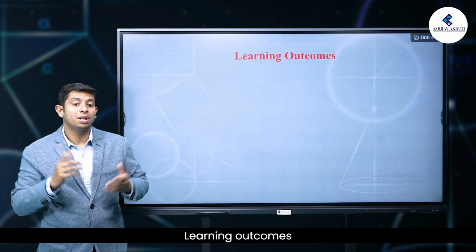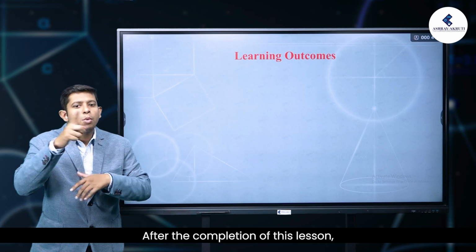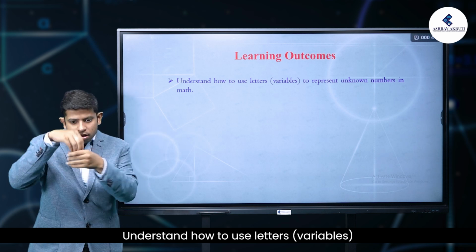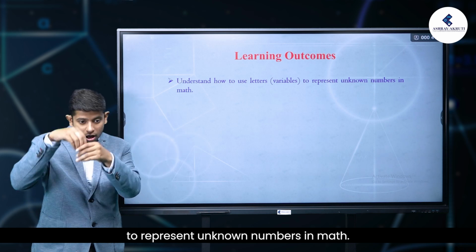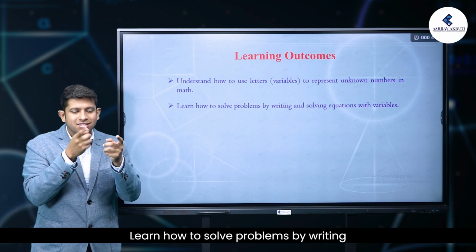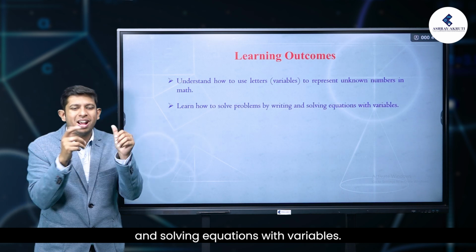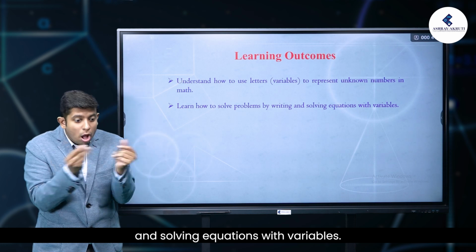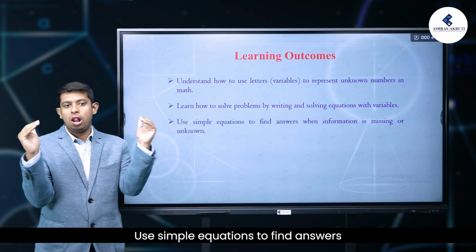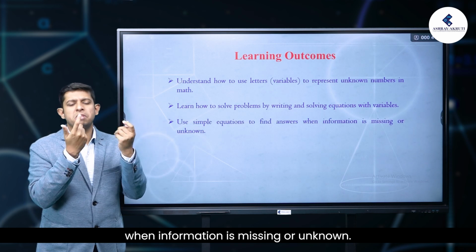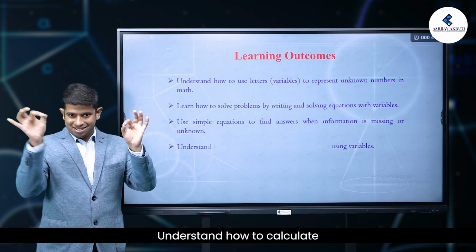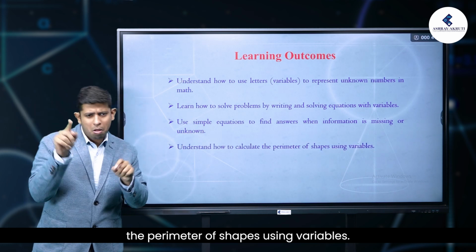Learning outcomes. After the completion of this lesson, you will be able to understand how to use letters, variables to represent unknown numbers in math. Learn how to solve problems by writing and solving equations with variables. Use simple equations to find answers when information is missing or unknown. Understand how to calculate the perimeter of shapes using variables.